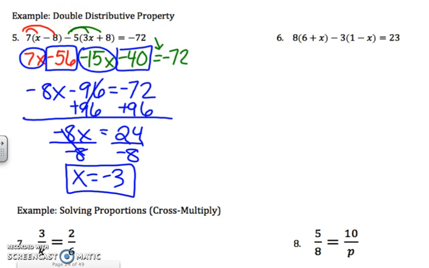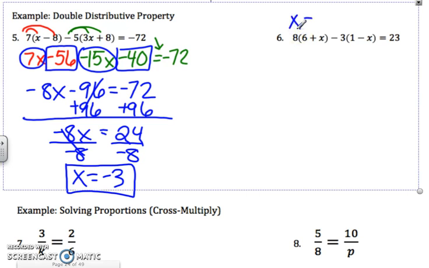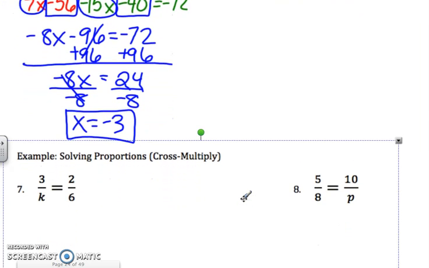Okay, so to review that again, when you've got this double distributive property, you're going to distribute once, distribute twice, combine like terms, and solve a 2-step problem. So why don't you try number 6 and press pause right now. Alright. You should have got x equals negative 2. So, if you did not get x equals negative 2, go ahead and raise your hand. I'll definitely come help you. Moving on.